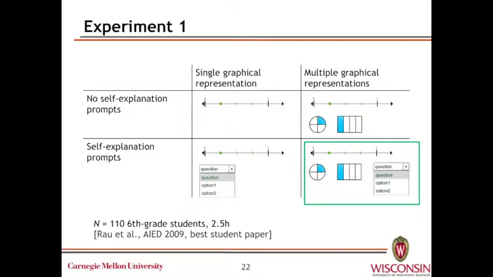Her first experiment was a 2x2 design with single representation versus multiple, and also prompting the student to explain why they did a certain thing, which has been shown in the literature to be effective in causing learning. What was found was that in the self-explanation prompt and multiple graphical representation condition, we had the most learning.